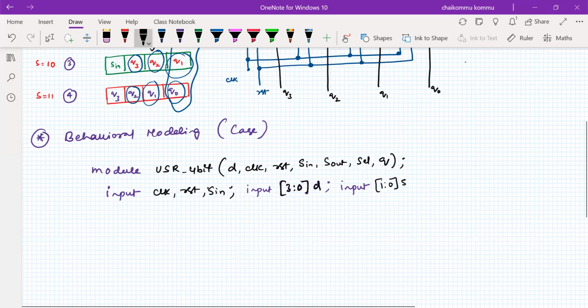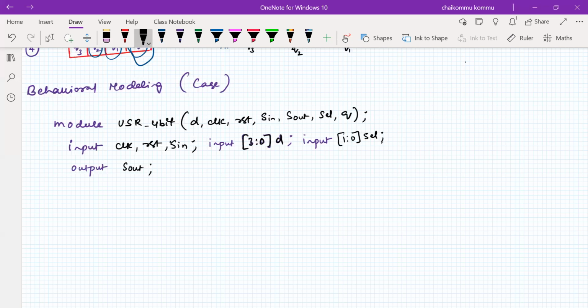Next output I need to mention. Okay, output. What is the output here now? Single bit data cout is there, right? Okay, but another output is output register 3 down to 0 of Q, right?